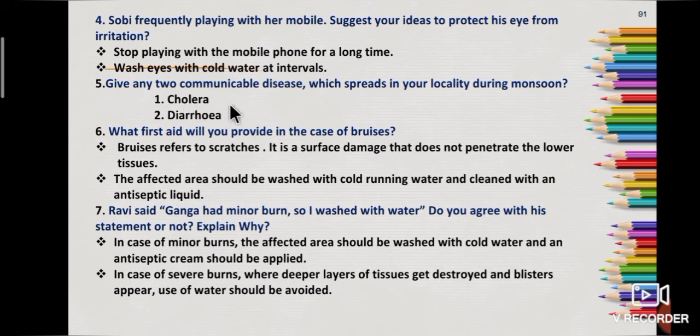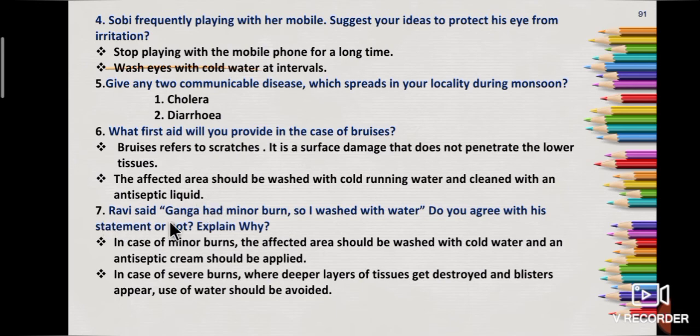Fifth question, give any two communicable diseases which spread in your locality during monsoon. There are two communicable diseases, cholera and diarrhea. Sixth question, what first aid will you provide in the case of bruises? Bruises refers to scratches. It is a surface damage that does not penetrate the lower tissues. The affected area should be washed with cold running water and cleaned with an antiseptic liquid.